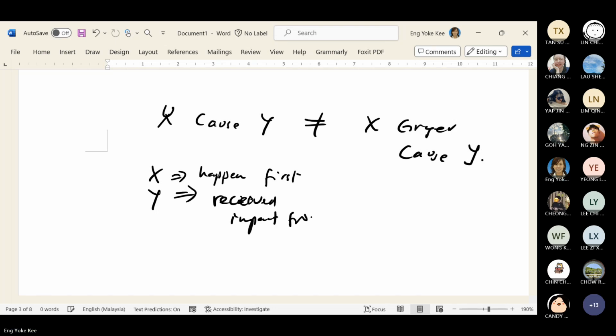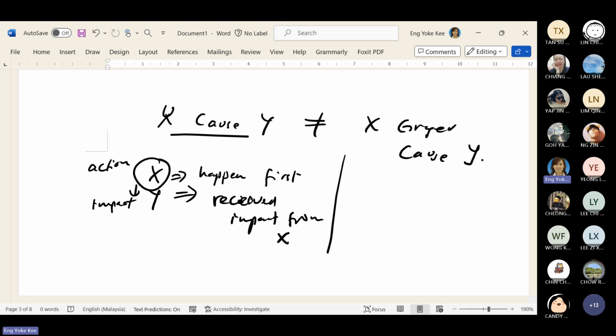From X. So this is the action, then the impact on this one. This is what we call X causes Y. Right now, but we can't really examine these causal effects in econometrics. So we can only examine Granger cause.